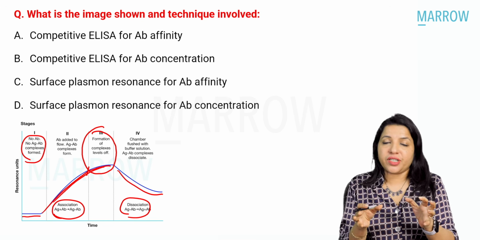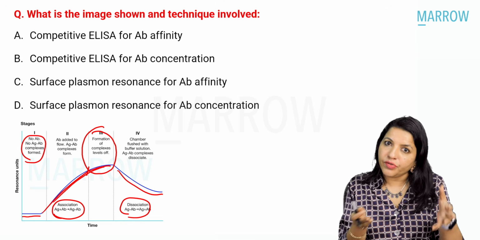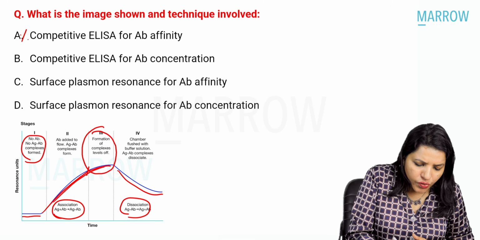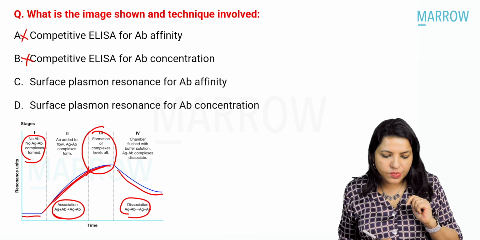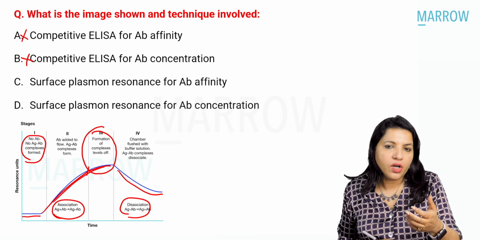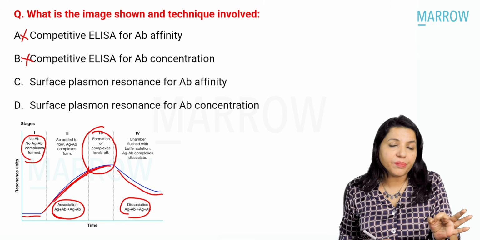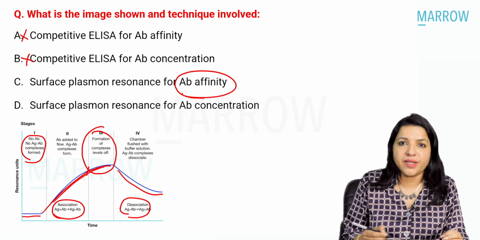Now, if you understand that this is a real-time method, it is not ELISA. So you cut down these two options. Then again, for surface plasmon resonance, two options are there: antibody concentration or antibody affinity. This is one of the gold standard methods to detect antibody affinity.